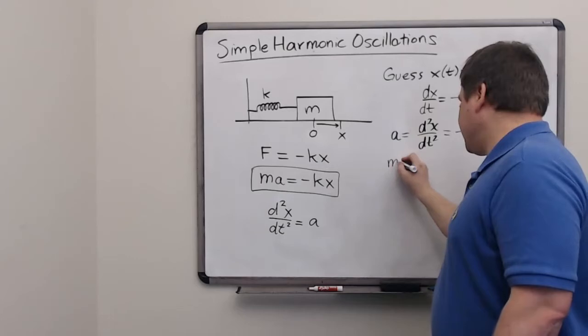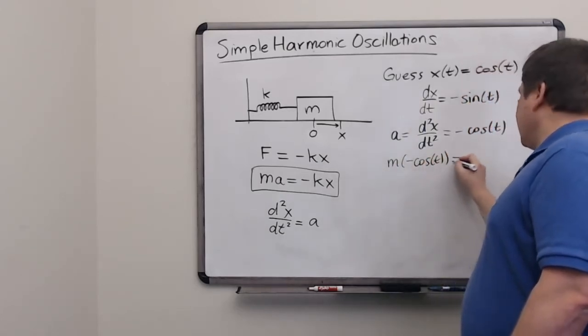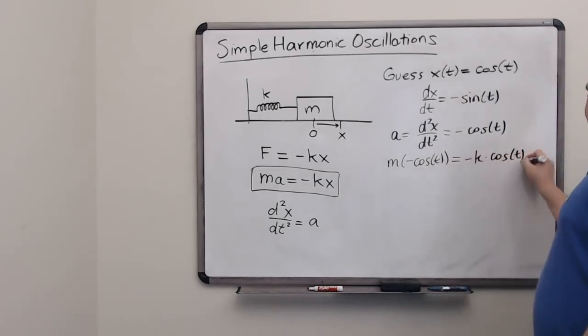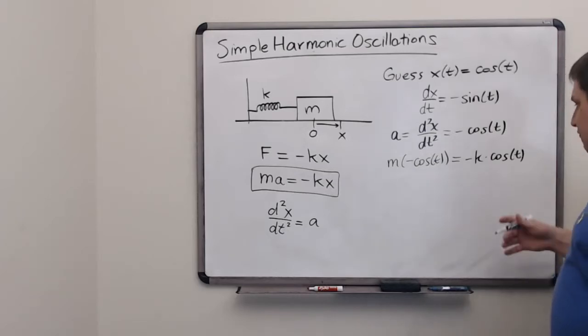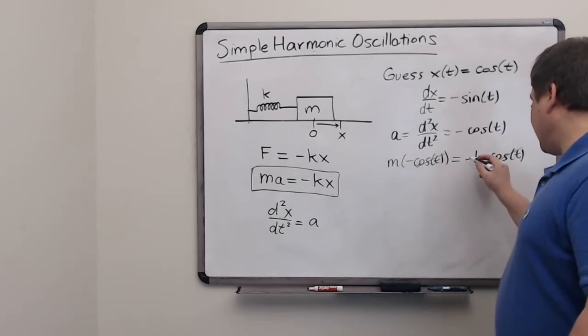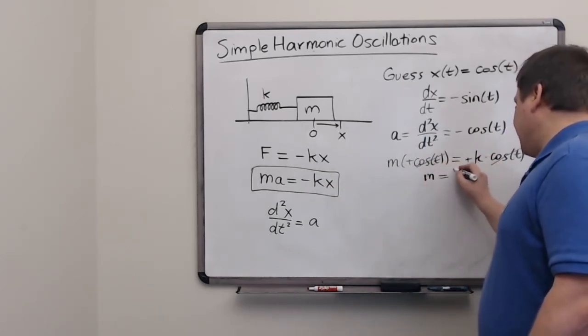We're going to get m times negative cosine of t equals negative k times x, which is cosine of t. So this is looking kind of promising. The cosines could be canceled off of each side. The minus signs could be canceled off of each side. But then we would end up with an equation that looks like m equals k.